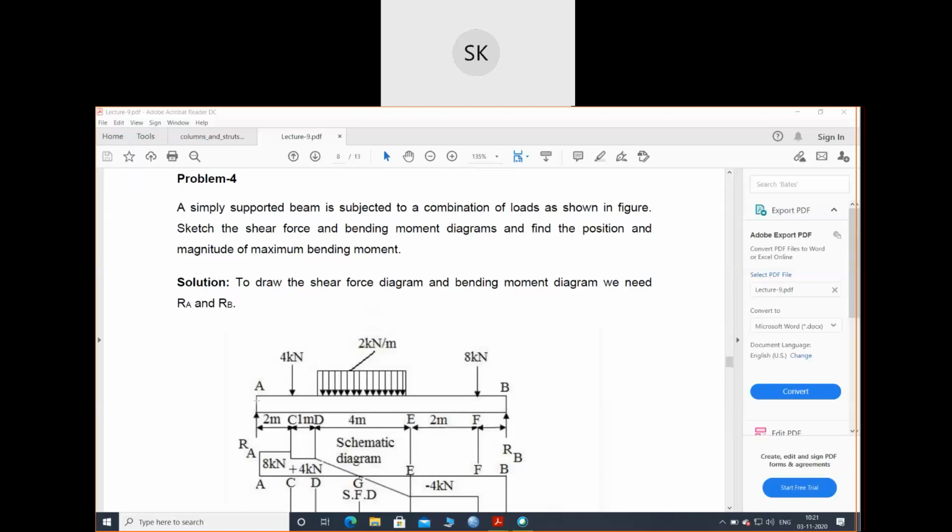So this simply supported beam has experienced a combination of load of UDL and point load. So we can consider many sections: 1, 2, 3, 4, and 5. Total will be 5 sections. In the first section, only RB will come. In the second section, RB and 8 kilonewton will come. In the third section, RB, 8 and this UDL will come. And in this section, whole UDL, RB and point load will come. For this section, you will get RB, 8, this UDL and this point load also.